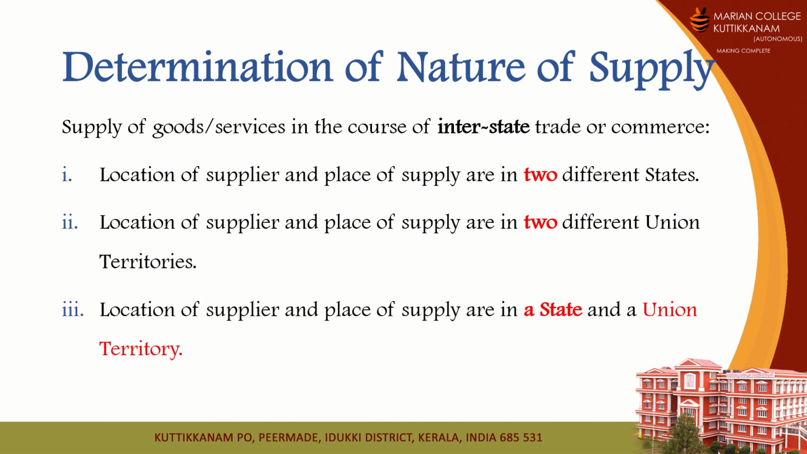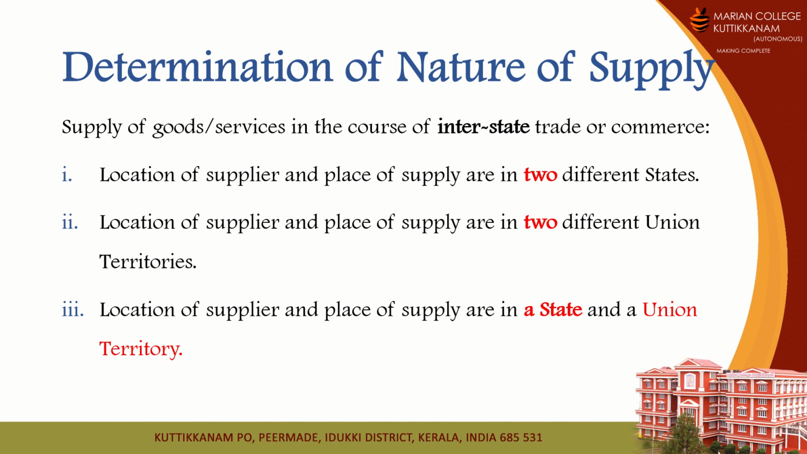And third one, the location of supplier and place of supply are in a state and a union territory. That means the supplier is located in a particular state and the place of supply is in a particular union territory. It can also be termed under the head interstate supply. Okay, so we determine the nature of interstate supply with these three conditions. If any of these conditions are satisfied, we will classify it as interstate supply.